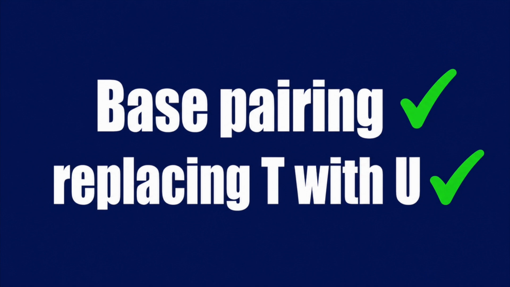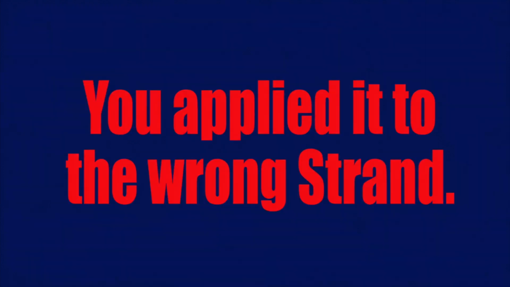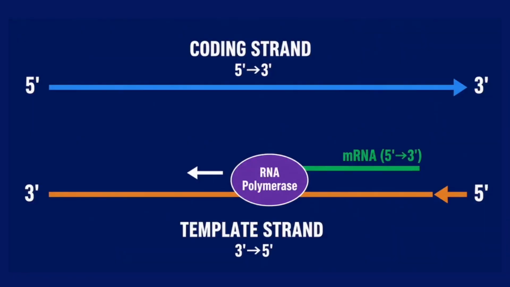Now here is the important part. Chemically, everything you did is correct. Base pairing is correct. Replacing T by U is also correct. But the mistake is you applied it to the wrong strand. DNA is double-stranded. There are two strands, coding strand and template strand. And these two are complementary.